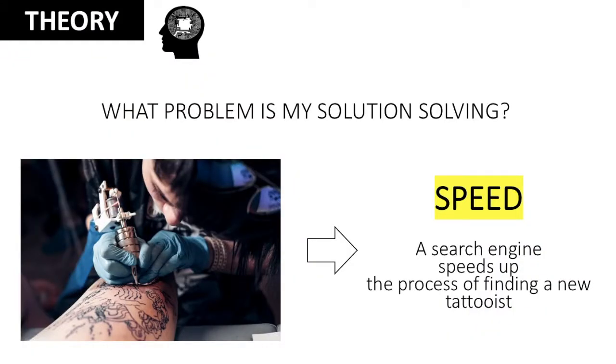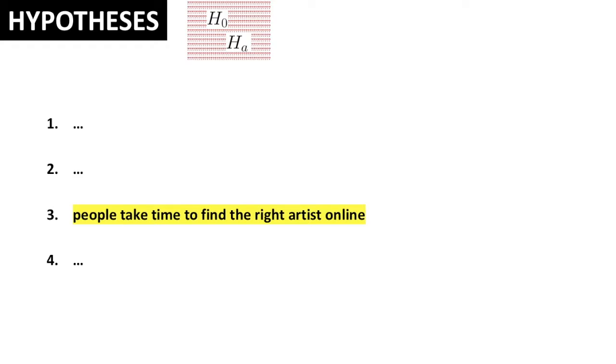So, first step, craft your theory. The question is, what problem am I solving? So if you think about it, a search engine filters by city, tattoo style, or tattoo subject, and by doing that, it speeds up the process by which you can find your tattoo artist. So speed is really the pain that is assumed here. Is it true? Do people take time to search for a tattooist? That is the assumption you want to write down. So as an exercise, put a paper in front of yourself and write down that hypothesis. People take time to find the right artist online.